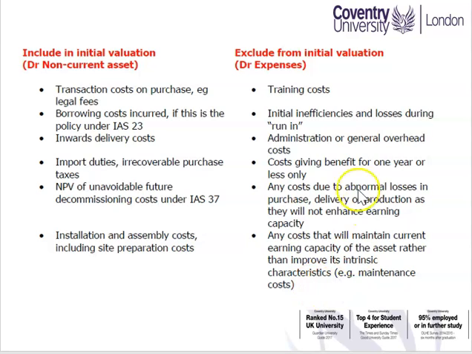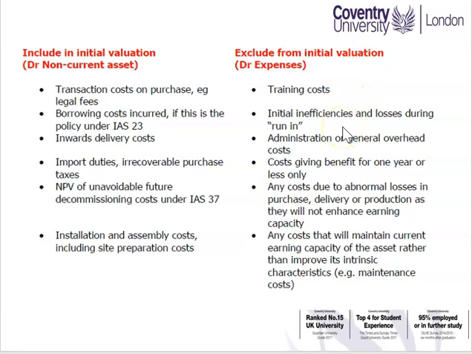The costs on the right-hand side cannot be included as part of the cost of the non-current asset, which means such costs will be written off to profit and loss account. Training costs, that will be costs incurred in training the employee, for example, in the use of the asset. Such a cost cannot be included as part of the cost of the asset. It must be written off to profit and loss account, in other words, expensed.